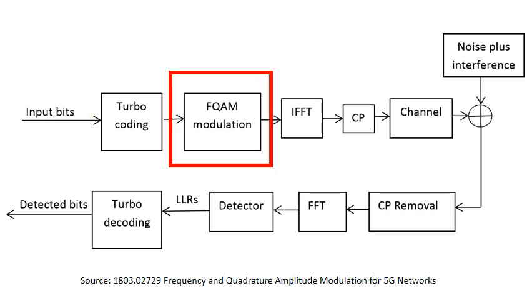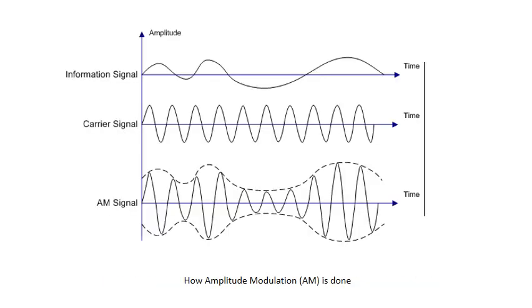Then it gets modulated the same way a QAM signal would get modulated, where the signal components are amplitude modulated, meaning multiplying each signal by the carrier, resulting in the waveform getting modified to convey the message.